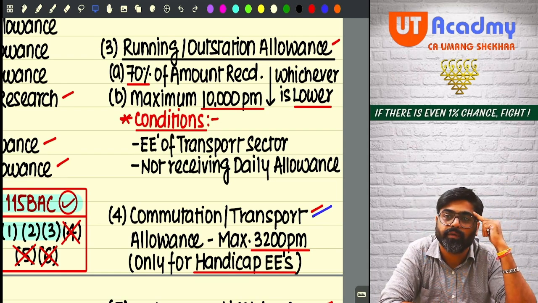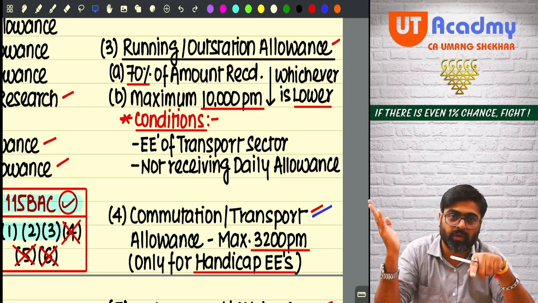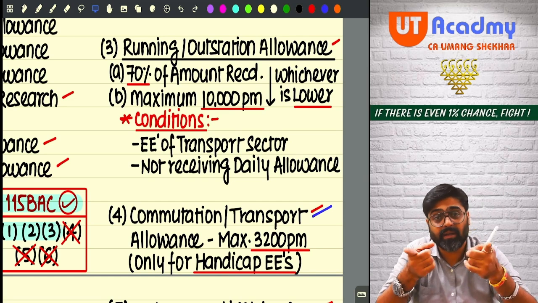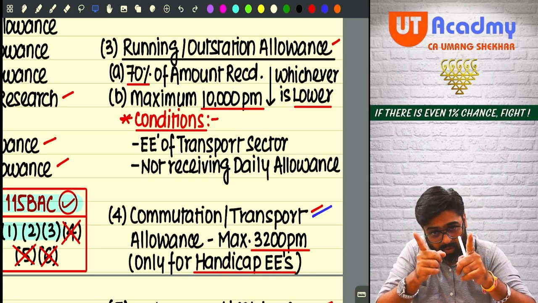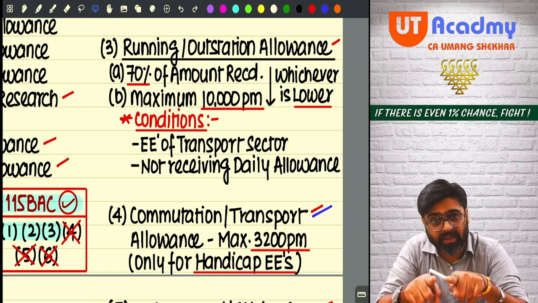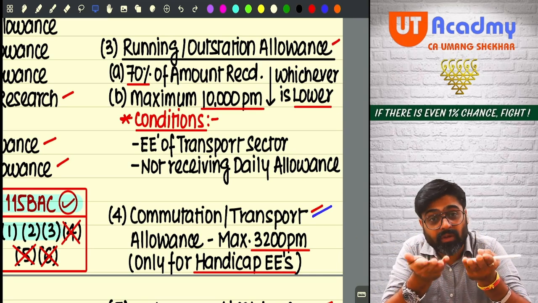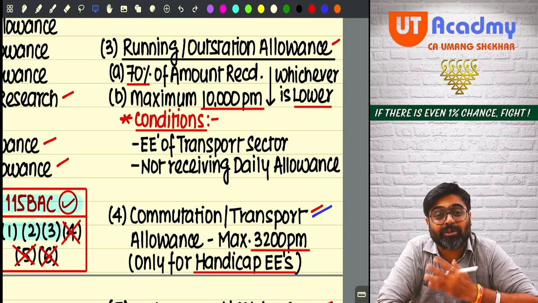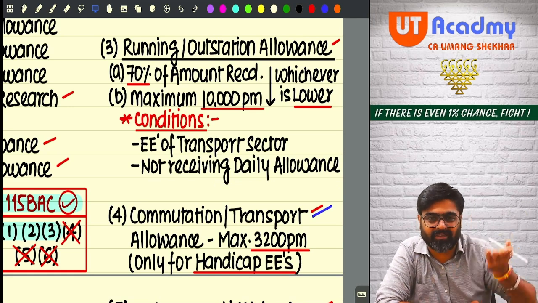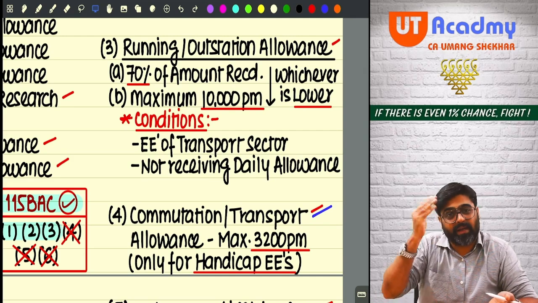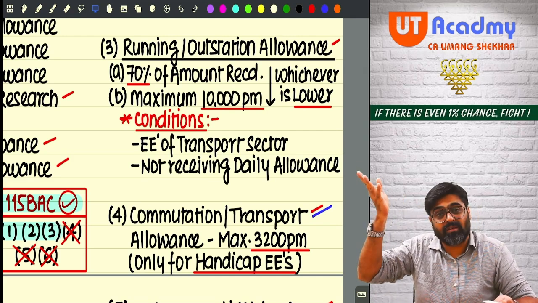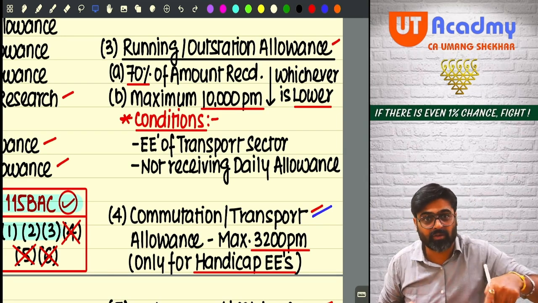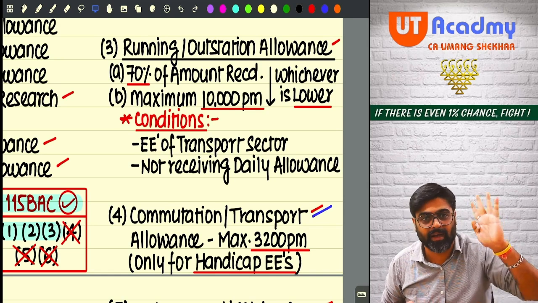So 14 or 10? 10. So out of the 20,000, 10,000 will be exempt. Understanding? But this exemption will be available only if you are receiving this allowance as an employee of the transport sector and you are not in receipt of daily allowance. Because daily allowance is also given to meet such types of expenses only. If you are getting daily allowance for which you are claiming exemption on the basis of amount spent, then you should not be getting this allowance. And still if you are getting this allowance, it will not give you exemption. This will then be fully taxable.